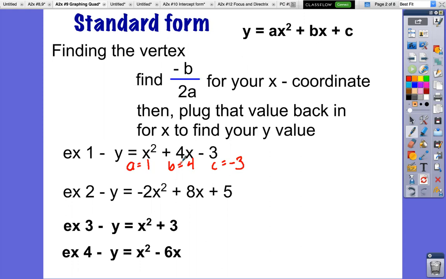So to find your vertex, I take the opposite of B, not just negative B. So how Mr. Guiley said it, while it's not wrong, it could have been more accurate. It's always the opposite of what B is. So if B is positive 4, the opposite of B is what? Negative 4. You just change the sign no matter what it is. Over 2 times A. Well, 2 times, what's your A value?